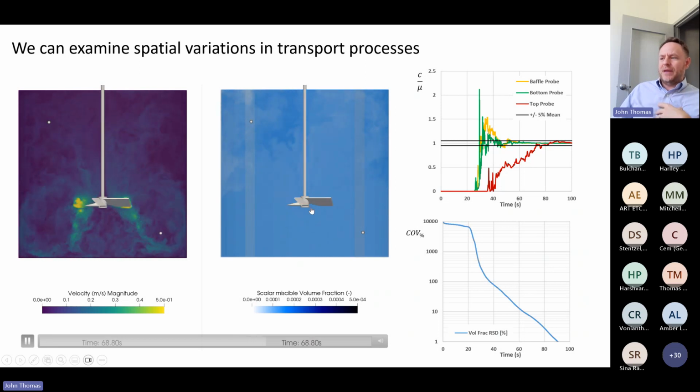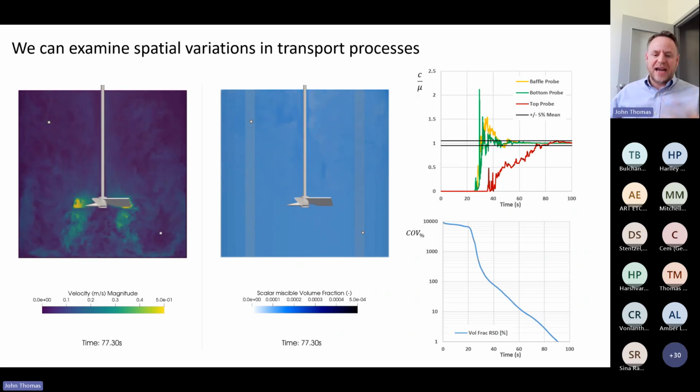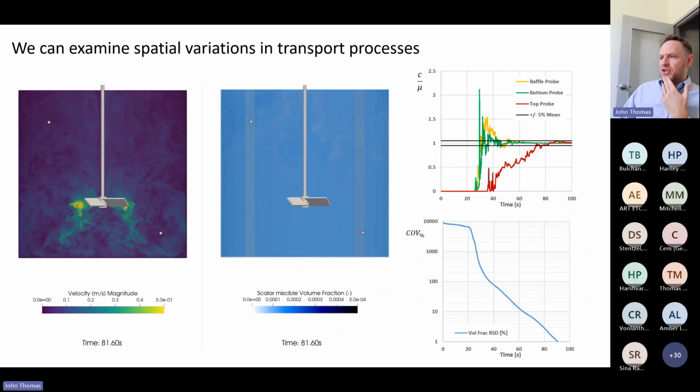This is spinning at about 60 RPM. So it's not unsurprising to see us take like 80 impeller turns, 90 impeller turns for a PBT to homogenize the vessel at this aspect ratio. But after 80 seconds or so, it gets within about 5% of the steady state value, which is just the mean of the total concentration across the vessel.